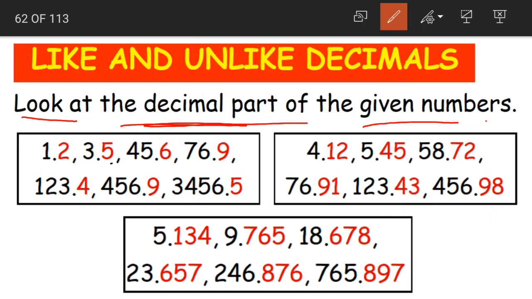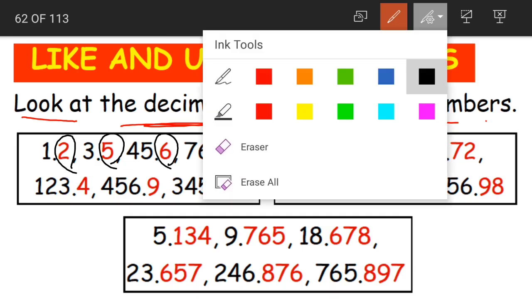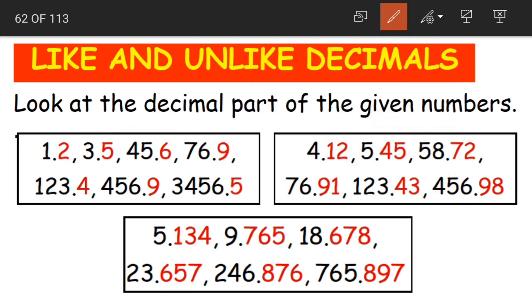That means the part that is written after the decimal point, to the right of the decimal point. It is highlighted in red color. If you look at the decimal parts of the first box, all the decimal numbers have only one decimal place. The number of digits is called the decimal place. All the given numbers have only one decimal place.